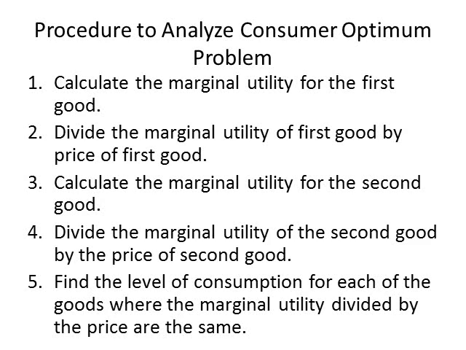The procedure to analyze the consumer optimum problem, at least from a textbook standpoint, is as follows. 1. Calculate the marginal utility for the first good. Divide the marginal utility of the first good by the price of the first good. Calculate the marginal utility for the second good. Divide the marginal utility of the second good by the price of the second good. You may need to repeat this for several goods, or if the data is presented in a table for two goods, you'll need to find the marginal utility for various levels of consumption and divide them by the price of the good. Let's take a look at an example of how this might be done.